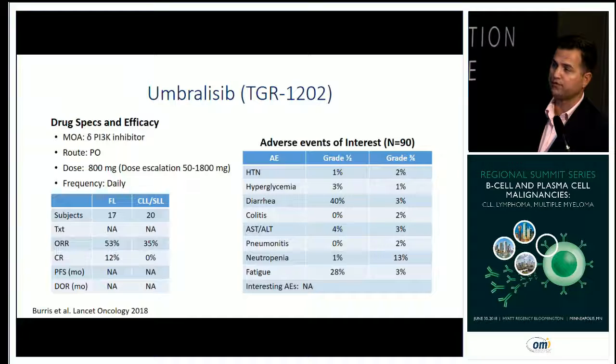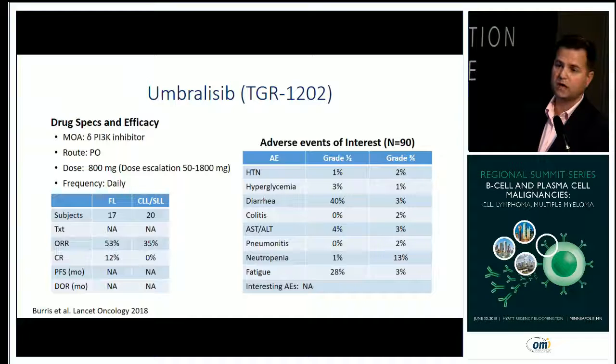It is given daily. The reason why I think this drug only has 17 patients in follicular lymphoma and 20 patients in CLL is this was a big study, but this was paired with another monoclonal antibody, ublituximab, and studied more extensively at the phase 2 dose that was moved forward. So the overall response rate as a single agent in follicular lymphoma was 53%, where it was 35% in a limited CLL population. The CR rate was 12% in follicular lymphoma.